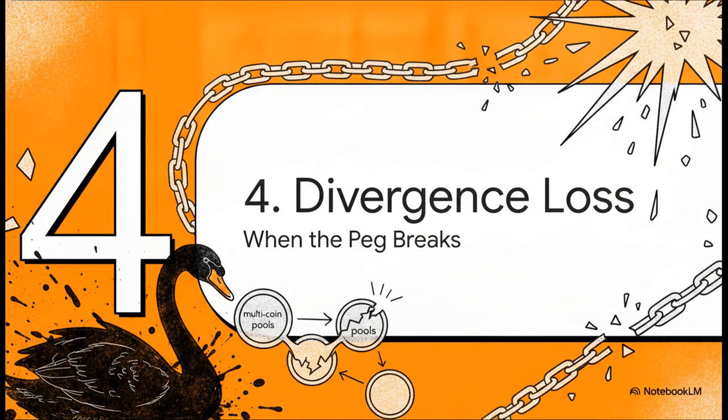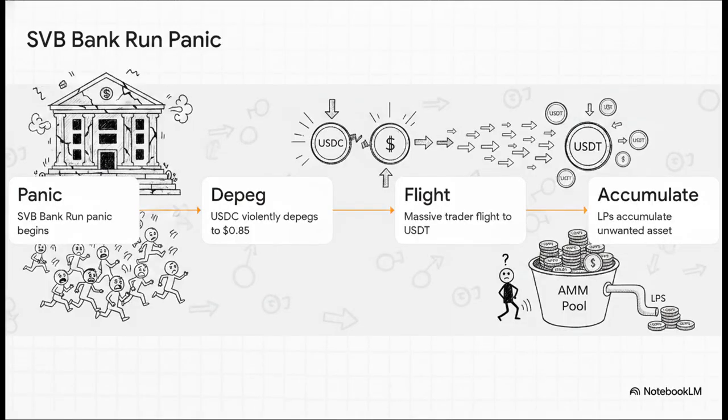Part 4. Divergence loss and SVB. When the peg breaks. To truly grasp how dangerous this is, we have to look at a historical black swan event. Let's walk through the 2023 Silicon Valley Bank collapse. When news of the bank's distress hit, USDC, which was widely considered one of the safest assets in crypto, violently depegged. It plunged to 85 cents on the dollar.